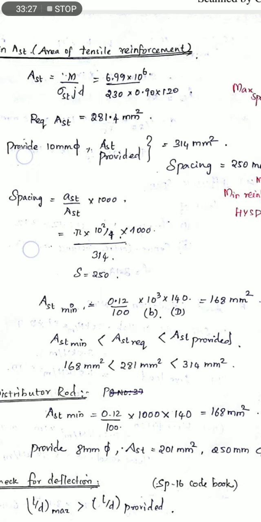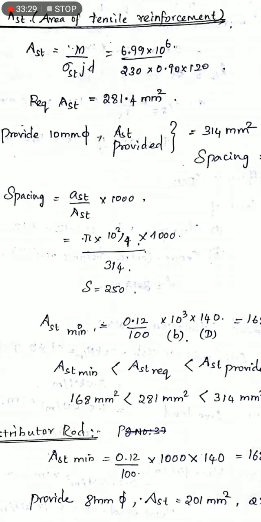In another way, we have to find the spacing of reinforcement, that is the formula is small AST by capital AST into 1000. Small AST equal to the cross sectional area of reinforcement, that is 10 mm dia.